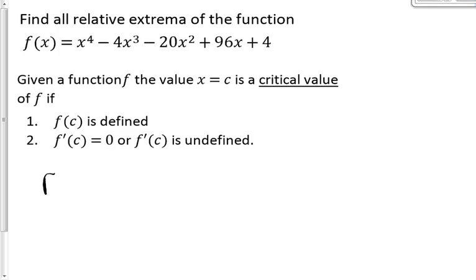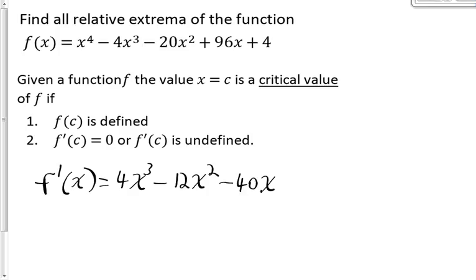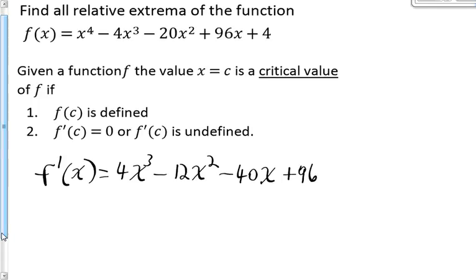So I find the derivative f prime of x is equal to 4x to the third minus 12x squared minus 40x and then plus 96. I get that from just applying the simple power rule to each individual term. So I need to know where this derivative f prime is either equal to 0, I need to know what x value that is, or where it's undefined.